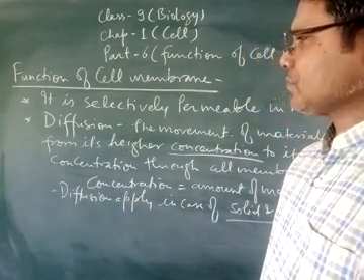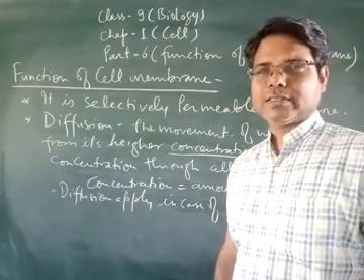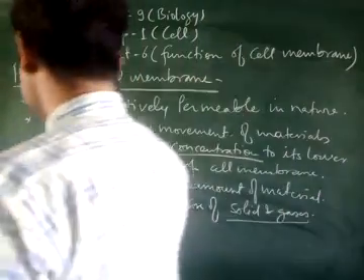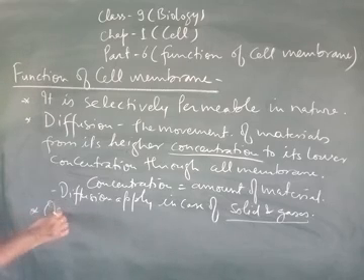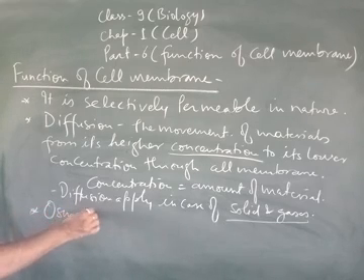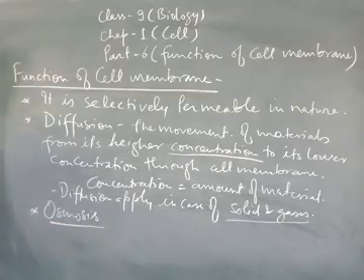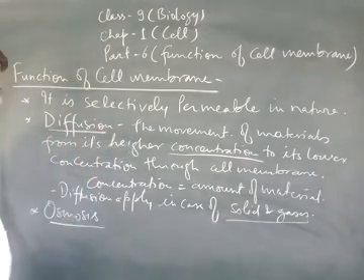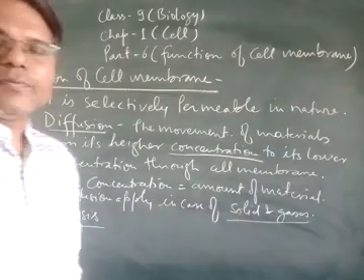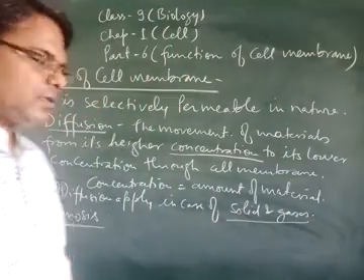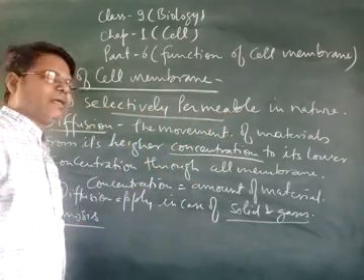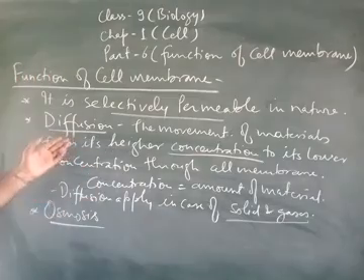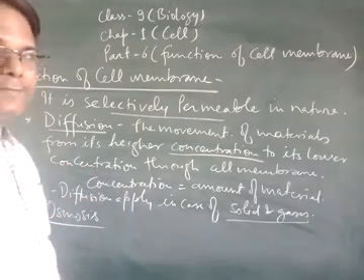Now the same process, which is the third function of the cell membrane, is osmosis. The first function is selectively permeable nature, second is diffusion, and third is osmosis.